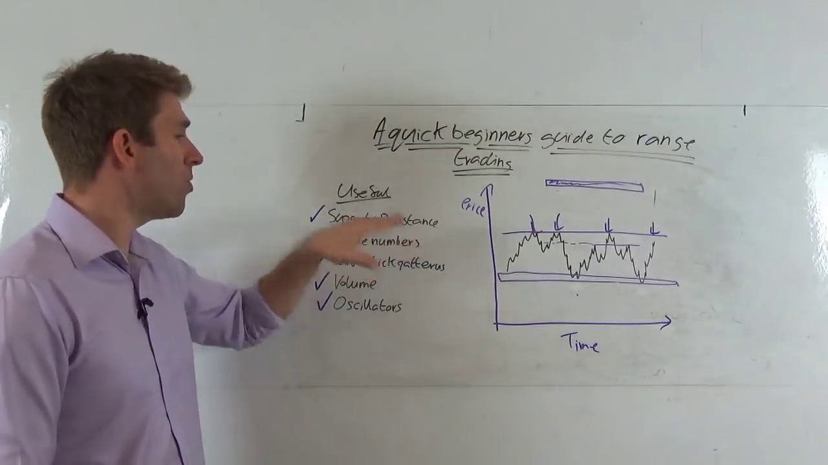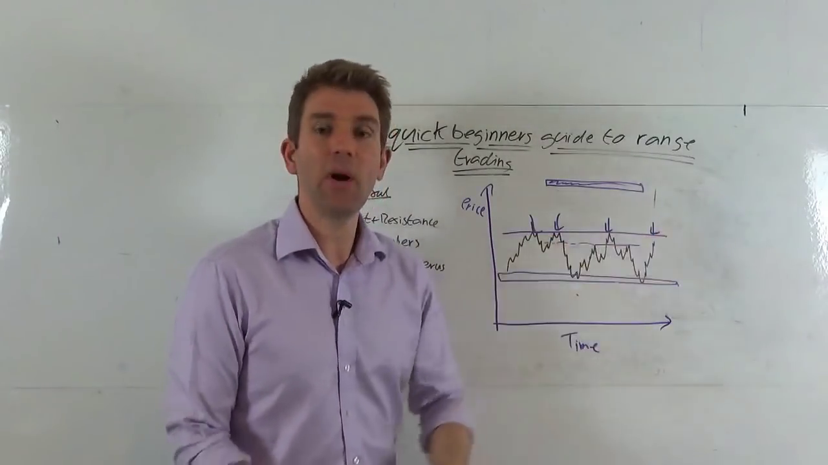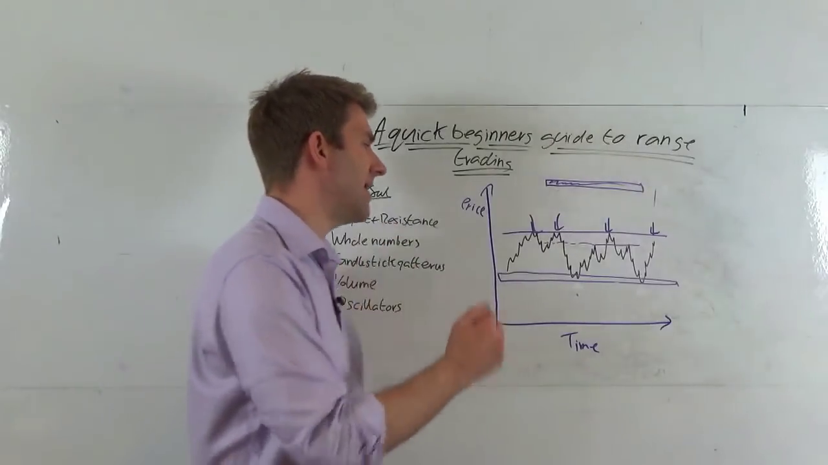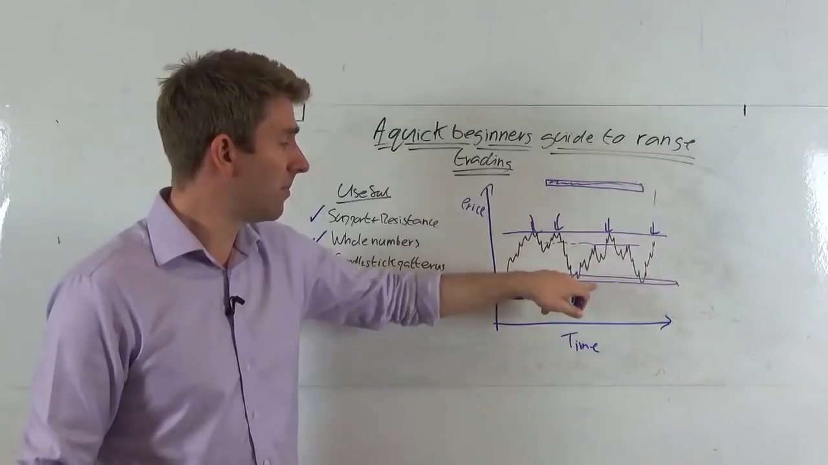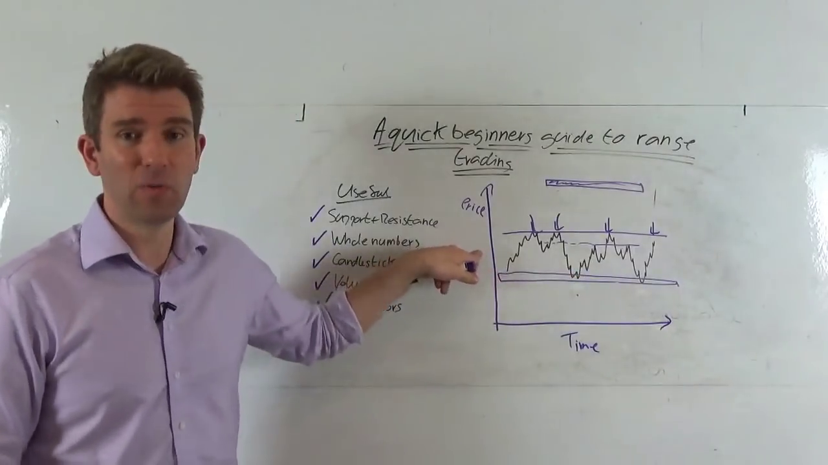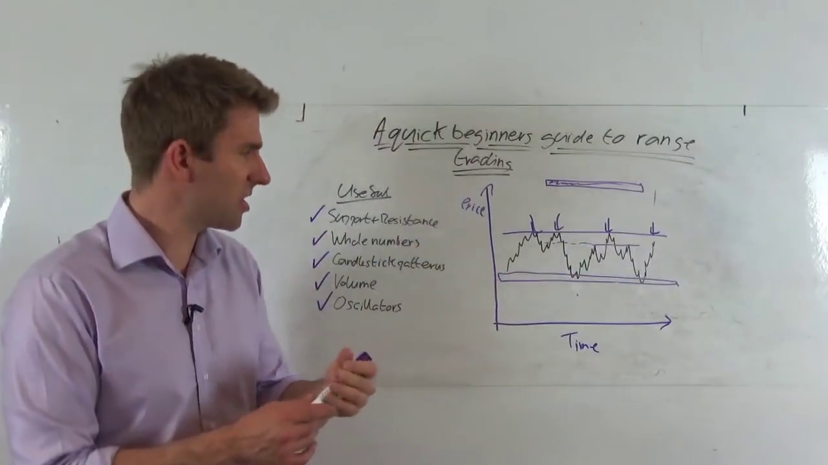Okay, let's move on quickly. Whole numbers, depending on what the range is, obviously, but very often price is going to be a magnet to whole numbers. This range might well be, the top might well be a whole number, the bottom might well be a whole number, or the midpoint might well be a whole number. That's something that's not discussed very often, guys.